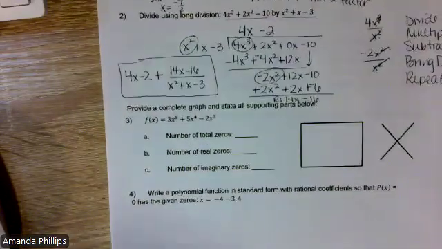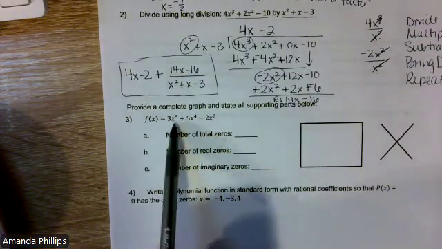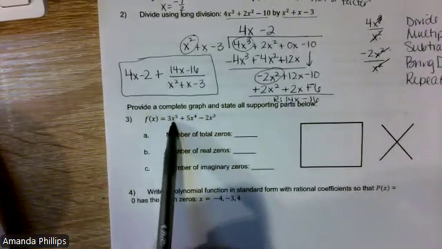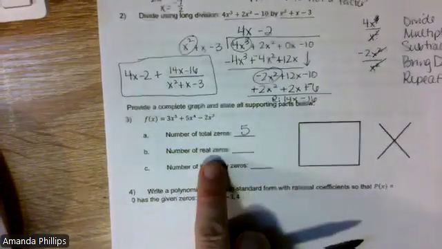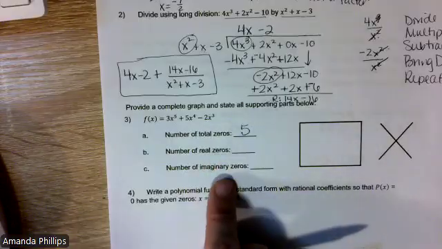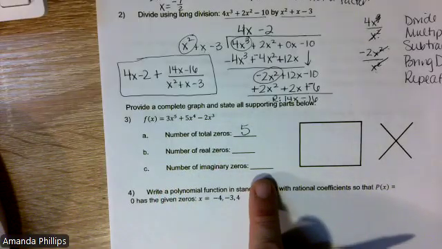Okay, number 3, provide a complete graph. Remember, a complete graph means you need to be able to see all the highs and lows and state all the things about it. Well, all we're really interested in is the number of zeros. Now, I know how many zeros there should be just by looking at this. There's 5 of them, right? Now, I need to use my graph to help me find how many the real zeros are, and then that can help me answer the imaginary.